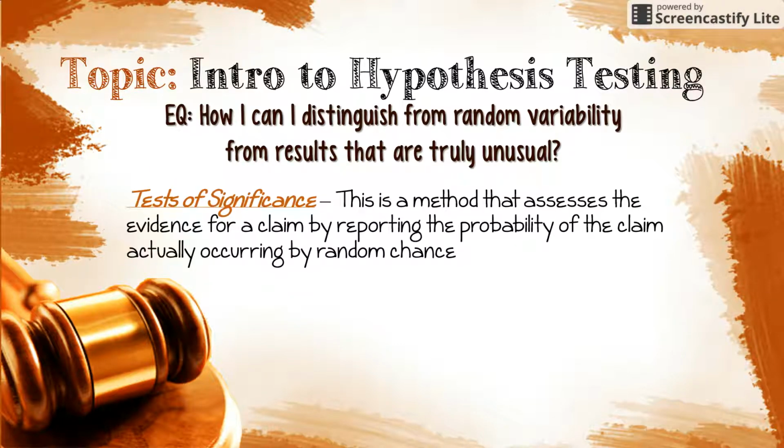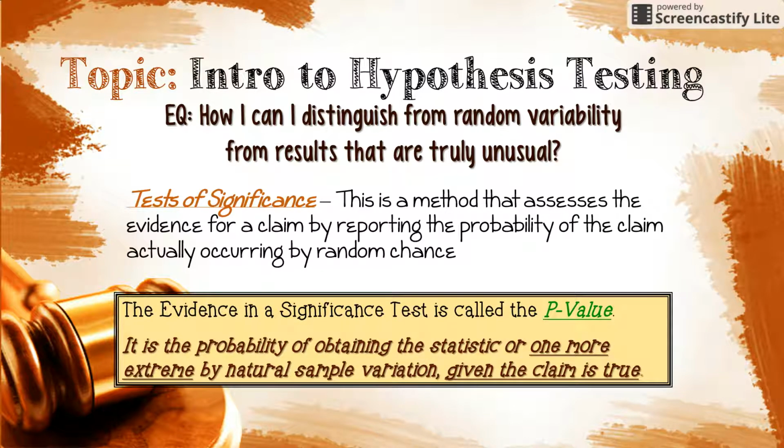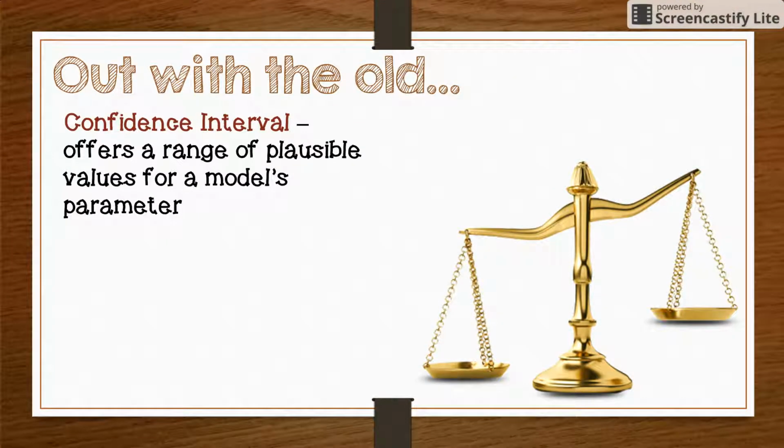So obviously this is a method that will assess your evidence, reporting the probability of the claim actually occurring by random chance. So the evidence that you're using is something called a p-value, which, surprise, you just calculated on the previous slide with obtaining 5 red cards in a row. And the biggest general term, this is crucial, is that the p-value is the probability of obtaining the statistic or one even more extreme than that, by either natural sample variation or by random chance in layman's terms, given the claim is actually true.